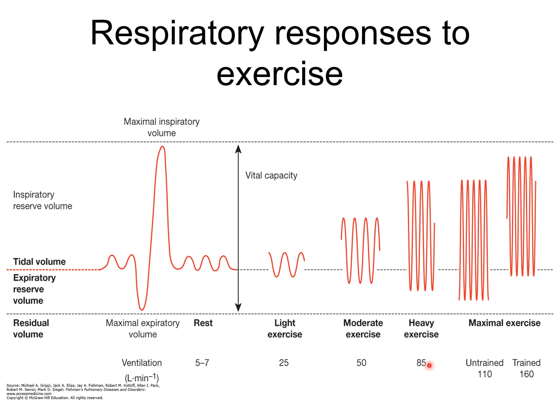Under heavy exercise, minute ventilation, VE, is up to around 85 litres per minute. And then inspiratory volume is markedly increased over moderate exercise, and as is our expiratory volume. But both are still not close to our maximal values.